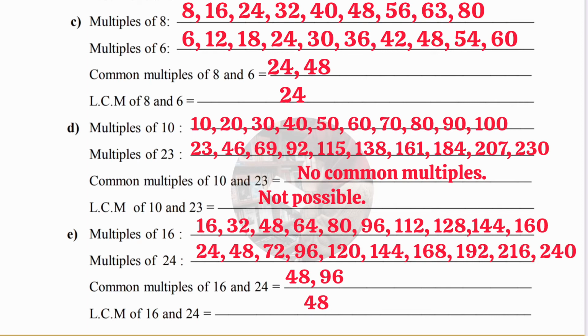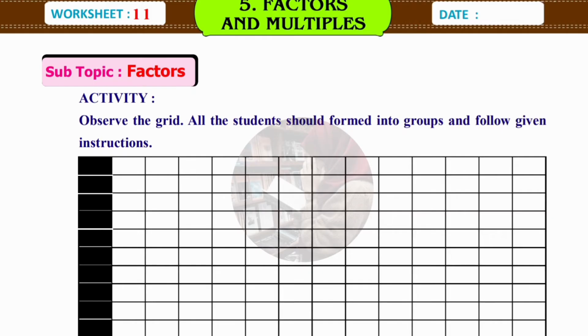Okay guys, now we'll move to the next worksheet, worksheet number 11. Here the topic is factors. This is a student activity. One activity is given for you, and actually you have to do this. Let's see the question. Observe the grid. All the students should form groups and follow the given instructions.